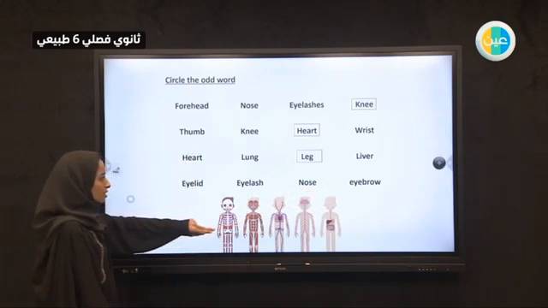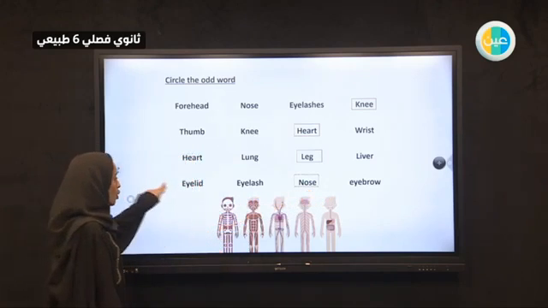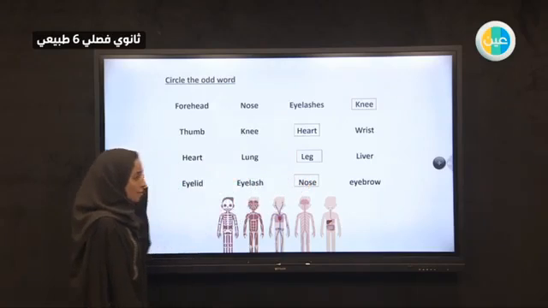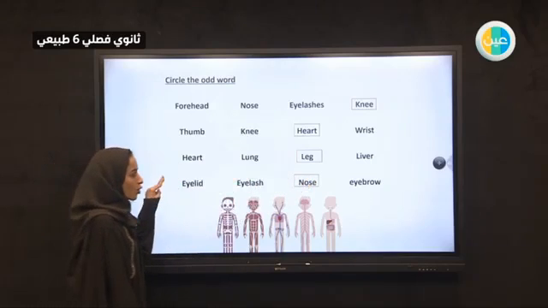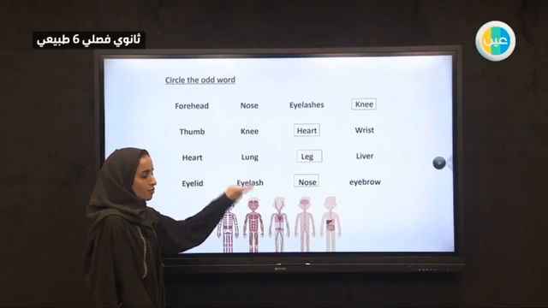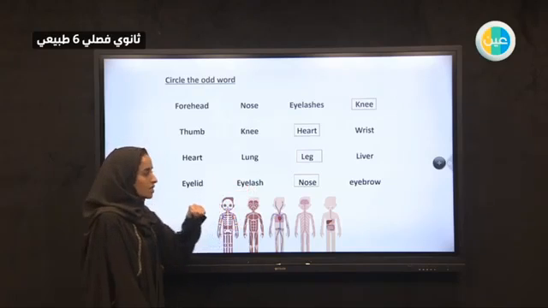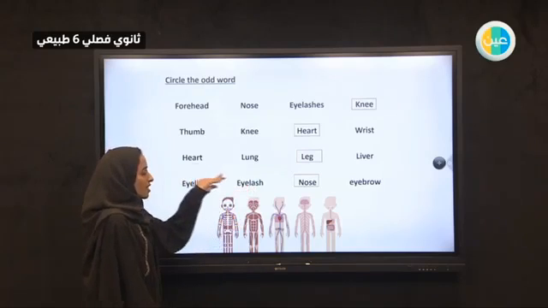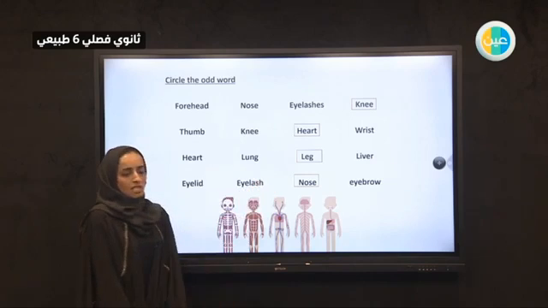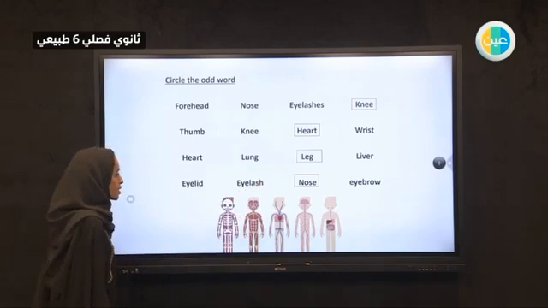Eyelid, eyelash, nose, and an eyebrow. Which one is different? We have it, the nose. Why? All four of them are in your head or in your face, but the nose is different because all of them are in the eye, but the nose is just in the face.